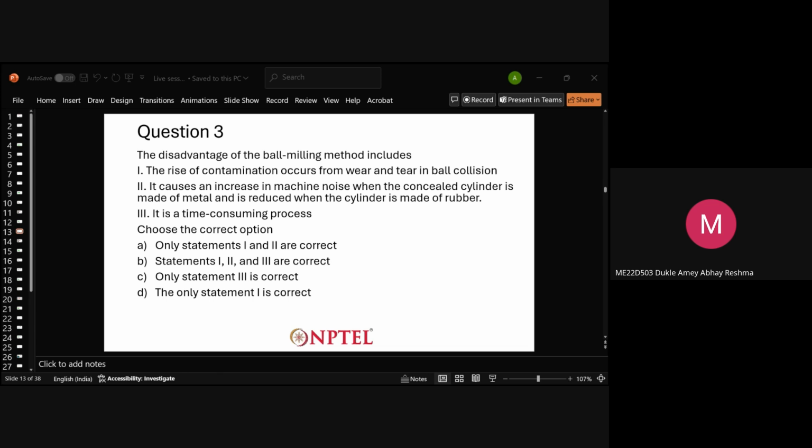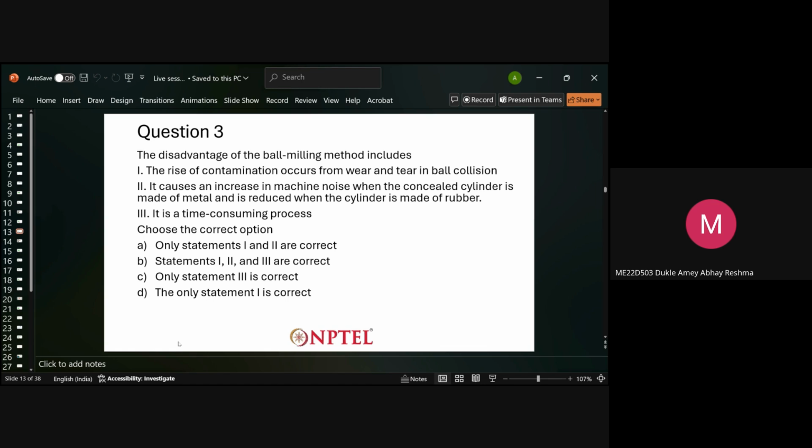So the container which you are using, you can use anything. You can use Teflon if there is a chance of reaction between the material you are using and the container. You can use rubber also. But the problem is, if you use rubber or Teflon, they absorb the energy. The kinetic energy that the ball will be undergoing will be absorbed by the walls of the container. So that is something which you have to keep in mind when you are doing ball milling.